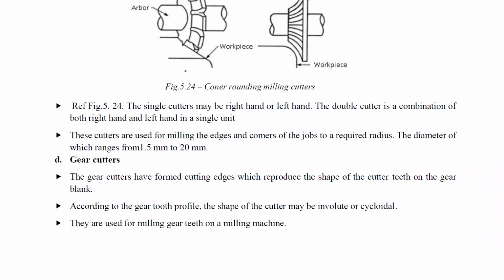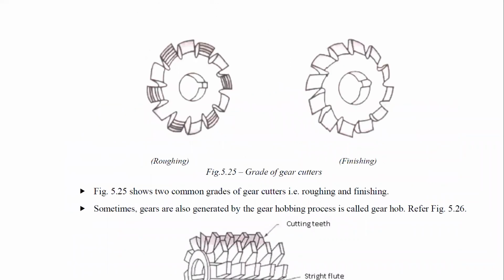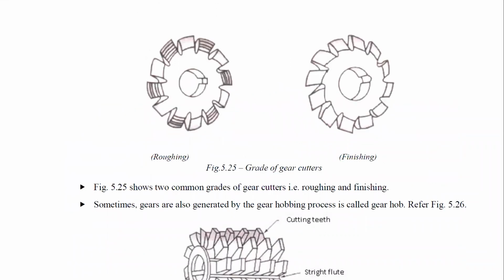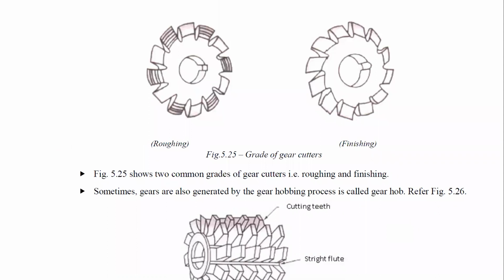Gear cutters. Gear cutters have formed cutting edges which reproduce the shape of the teeth on the gear blank. According to gear tooth profile, the shape of the cutter may be involute or cycloid. They are used for milling gear teeth on a milling machine. You can see in the figure the grade of gear cutting.